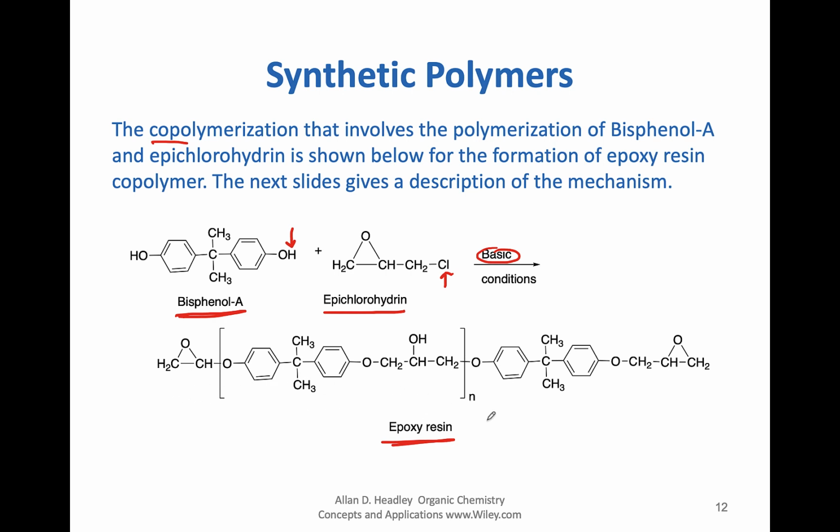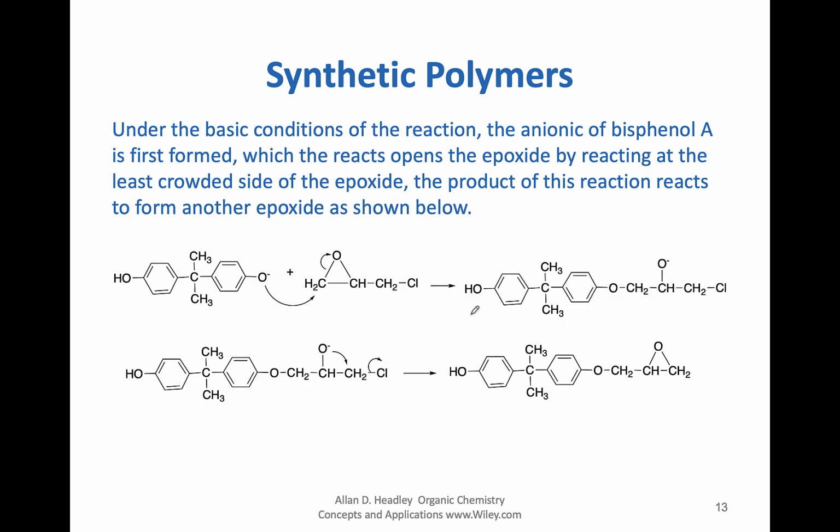So here's a polymer. N here, of course, represents a number of repeating units here. And because this is a copolymer, the repeating unit is not just one type of monomer, but two, coming from these two reactants. Of course, as you know, epoxy resins are used a lot in industry today. We'll have more examples at the end. But let's look at the mechanism for that reaction.